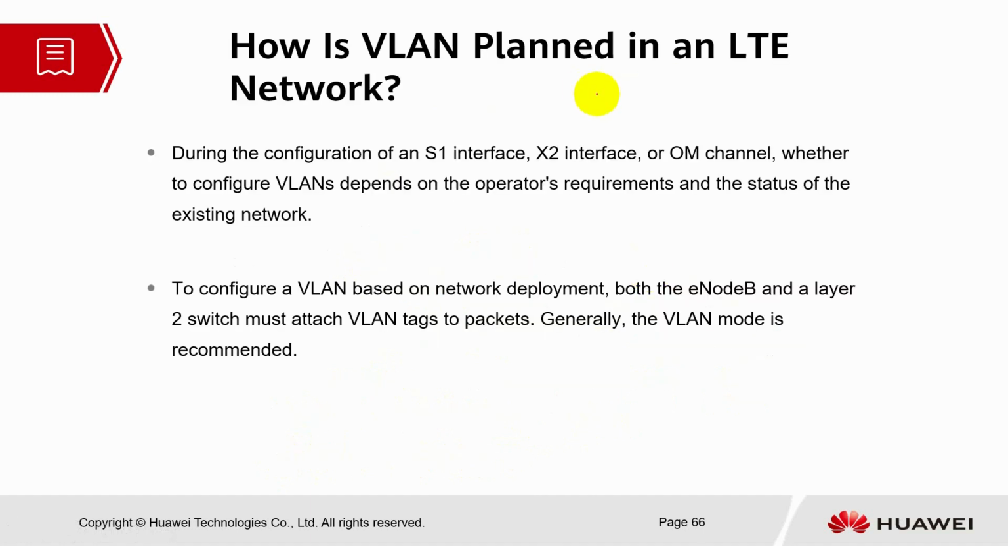How is the VLAN planned in an LTE network? During the configuration of the S1 interface, X2 interface or O&M channel, whether to configure VLANs depends on the operator's requirements and the status of the existing network. To configure a VLAN based on the network deployment, both the eNodeB and the layer 2 switch, the LAN switch, must attach VLAN tags to the packets. Generally, the VLAN mode is recommended.